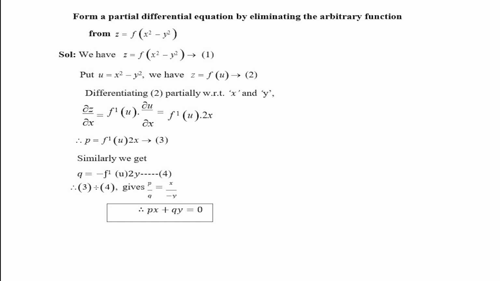Similarly, we differentiate partially with respect to y. We get ∂z/∂y, which is equal to q, equal to f dash of u into ∂u/∂y, that is minus 2y. So you have to divide equation number 3 by 4, which gives p by q equal to f dash of u into 2x by minus f dash of u into 2y. Here f dash of u gets cancelled. The remaining thing is p by q equal to x by minus y. And simplifying this, we get px plus qy equal to 0.